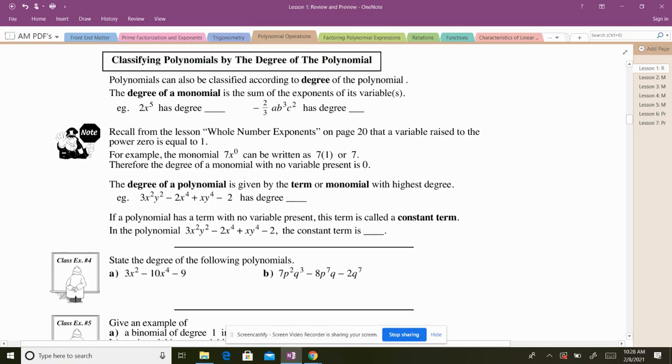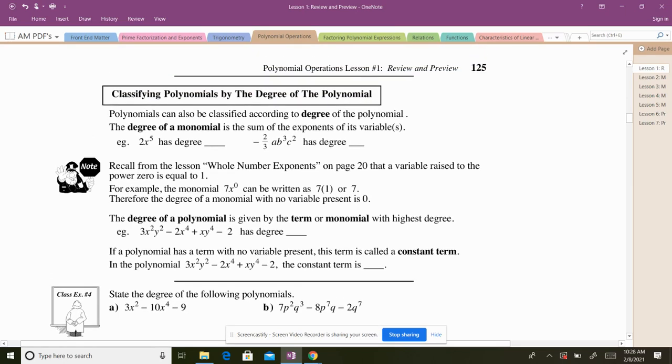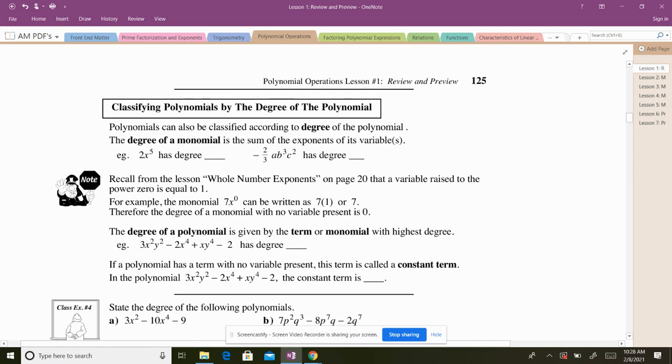Okay, degrees. This is important. The degree of a polynomial is the highest exponent in terms, all right? So when you look at 2x to the power of 5, its exponent is 5, therefore the degree is 5. If I had 3x to the 4th plus 2x to the 5th minus 1, what's the degree of that? 5. It's the highest exponent.